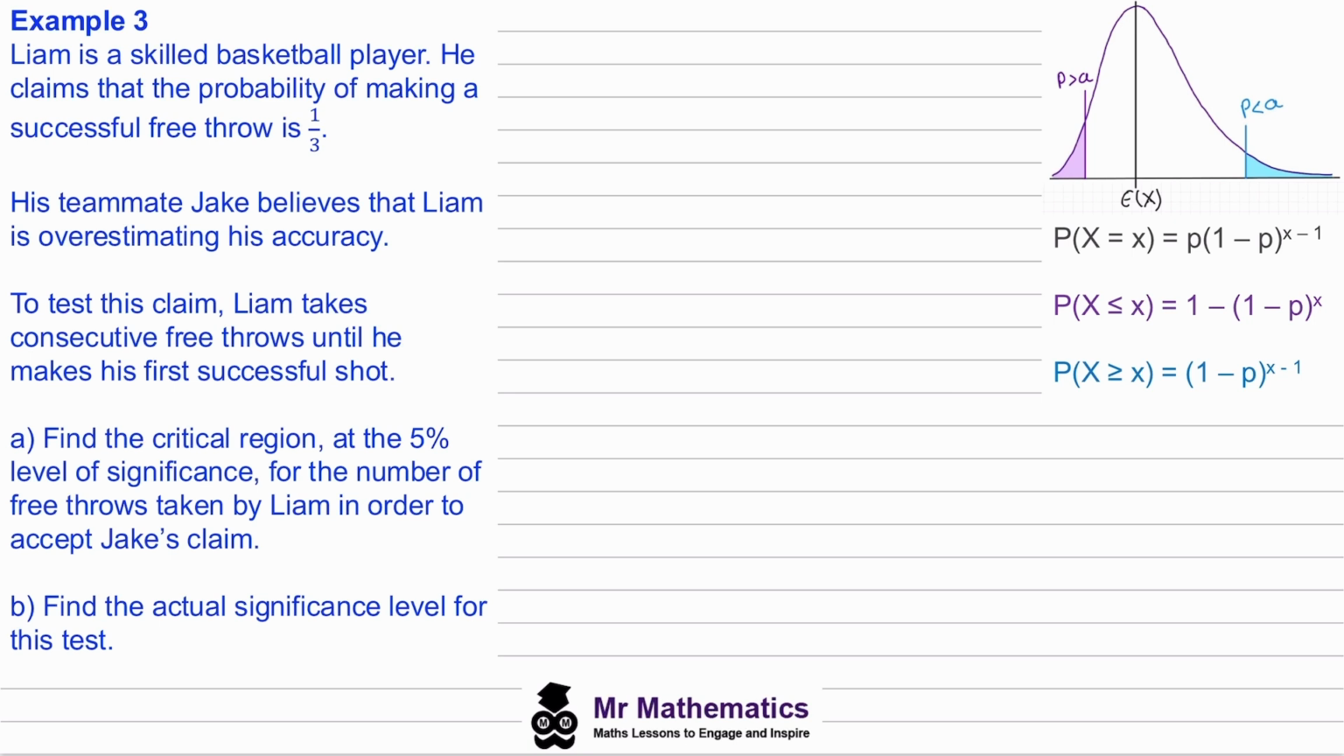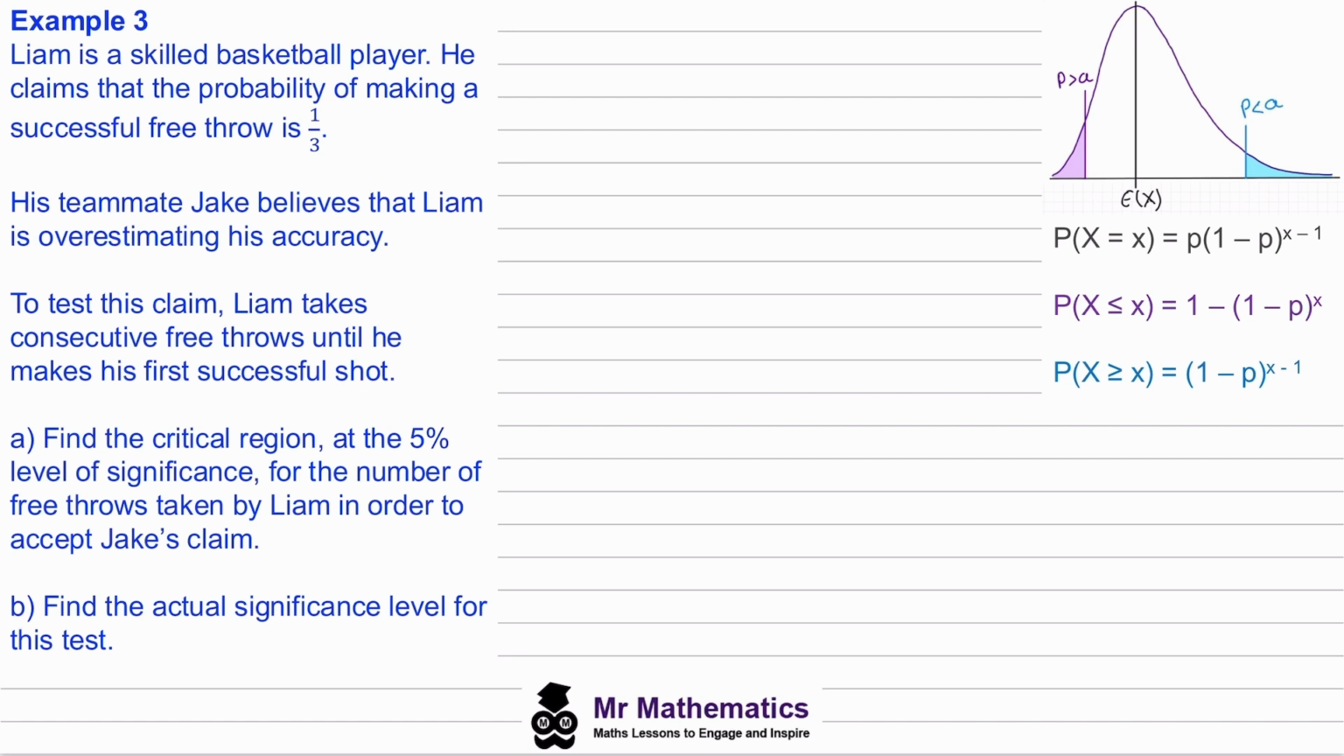So for example 3, we're given that Liam is a skilled basketball player, and he claims that the probability of making a successful free throw is 1/3. His teammate, Jake, believes that Liam is overestimating his accuracy. To test his claim, Liam takes consecutive free throws until he makes his first successful shot. For part A, we've been asked to work out the critical region at a 5% level of significance. And then for part B, to find the actual level of significance for a test. So do you want to try this question yourself? You can pause the video, and when you come back, we'll go through the solution.